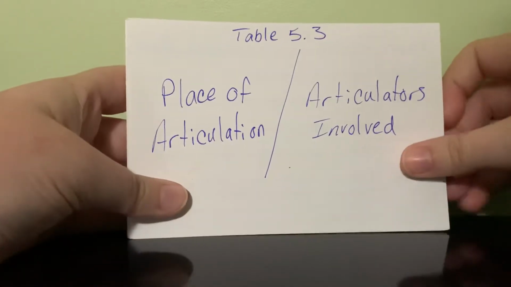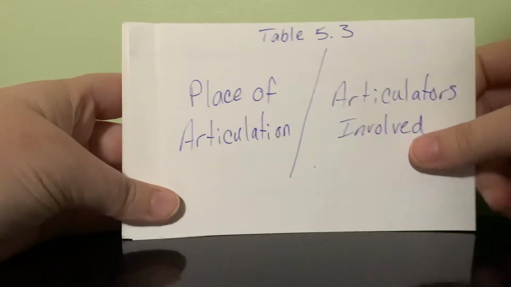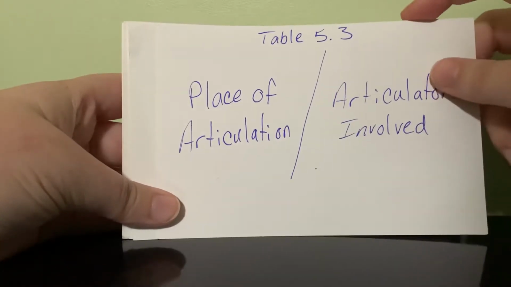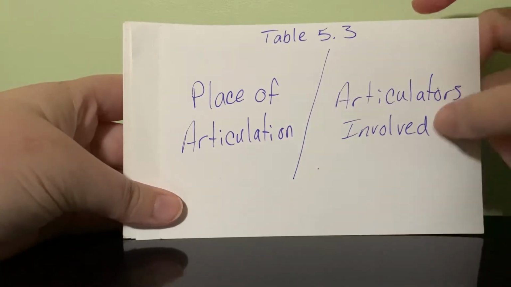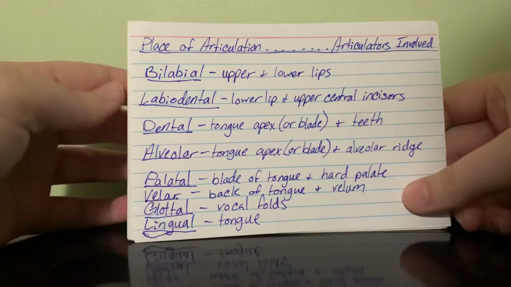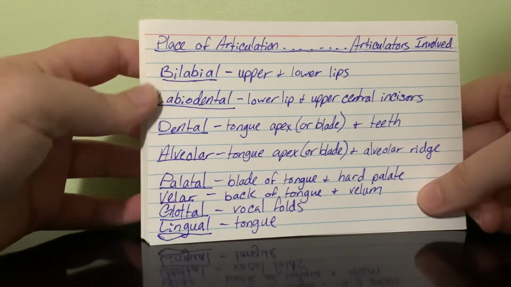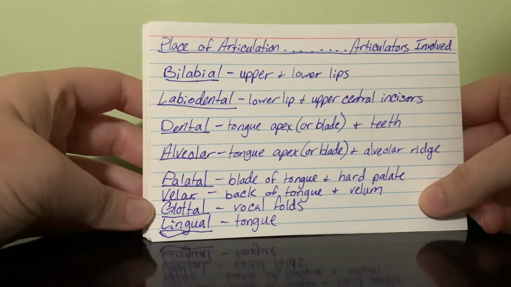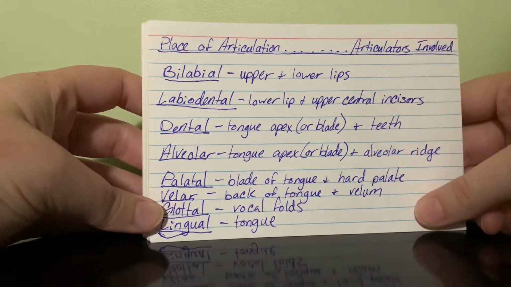So we'll just get started here with the first card that I've got, which is over table 5.3. It describes the places of articulation versus the articulators that are involved in each of those places. The various places of articulation are listed on the left, and then the articulators involved on the right here.